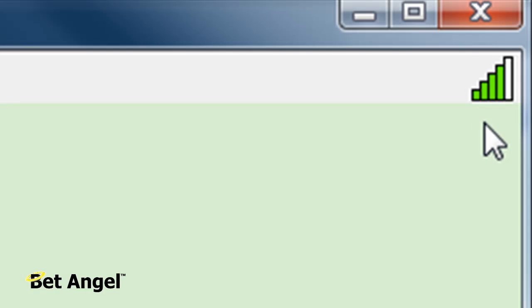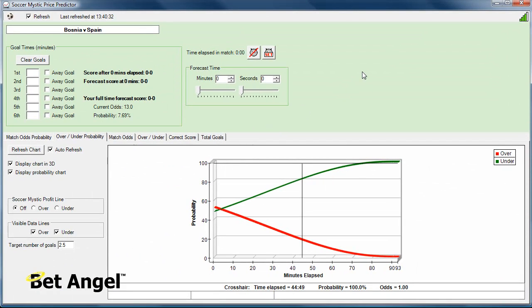So whenever you're looking at a match using the price predictor or trying to model it, always have a look at the signal strength indicator, because that will tell you what data it's collected and how accurate it thinks that data is. So bear that in mind when you're going to be trading the World Cup qualifiers this week.